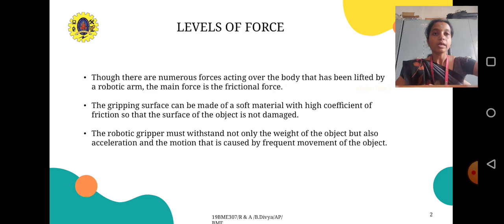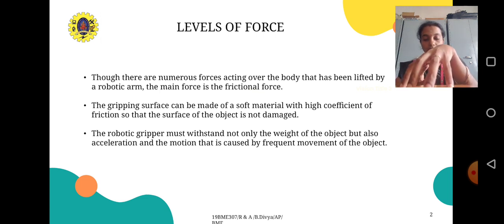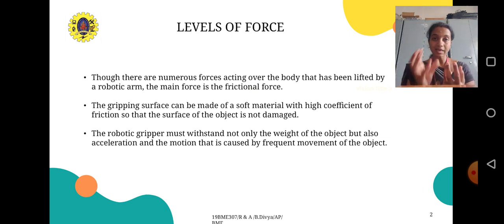Next, level of force. At what level of force should the grippers pick the item? If the force is more compared to the object which is to be picked, the picked object will be damaged. So it will not have any use. According to the object size, velocity, weight, and shape, the grippers can be manufactured. Though there are numerous forces acting over the body lifted by the robotic arm, the main force is frictional force.